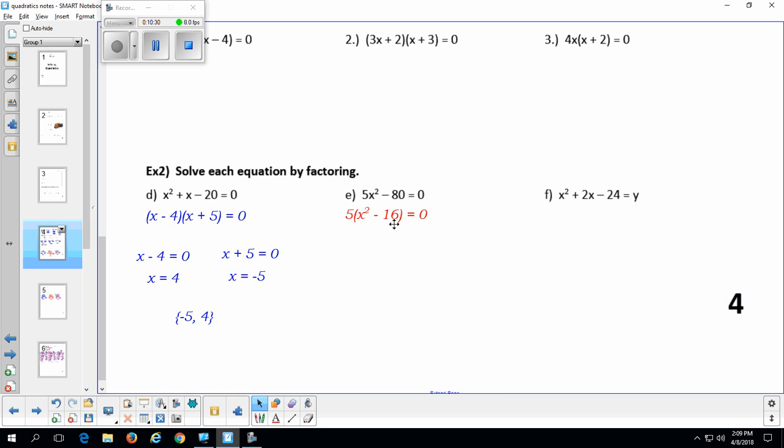Remember the difference of squares? What's the square root of 16? That's going to be 4. So remember, I still have the 5 out front, but then I have x plus 4 and x minus 4. I need a plus and a minus. Okay? And now I have 3 things here that I'm going to set equal to 0.